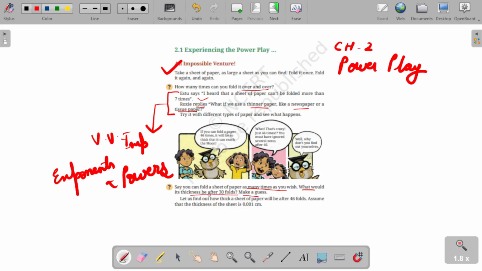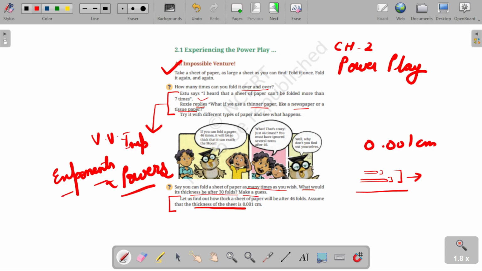Make a guess. Okay, before starting this, I would like to tell you one given thing, that is the thickness of the sheet is 0.001 centimeter. This is given to you, right? So now we will discuss if there is one paper and we fold it, what would be the thickness now? And then if we fold it again, what would be the thickness now? And we'll see the pattern and relate it to this topic, exponents and powers. Fine.